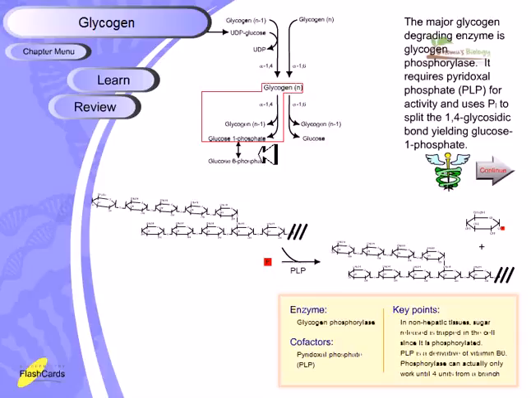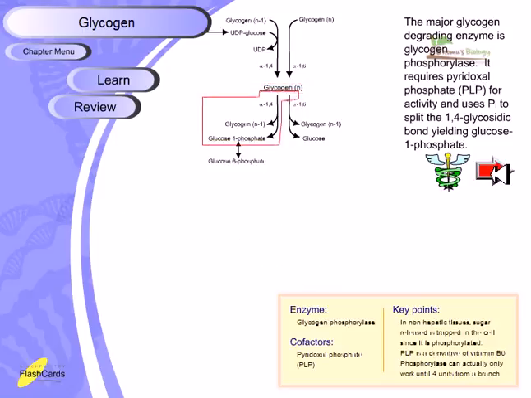Phosphorylase can only work until 4 units from the branch. So that is a disadvantage of this glycogen phosphorylase. This enzyme can only act from the non-reducing end of glucose, and second, it can only attack and break the alpha 1,4 linkage. It cannot break the alpha 1,6 linkage. And the third important thing is that this phosphorylase activity will only work until 4 units from a branch of glycogen. Okay, now let us continue.